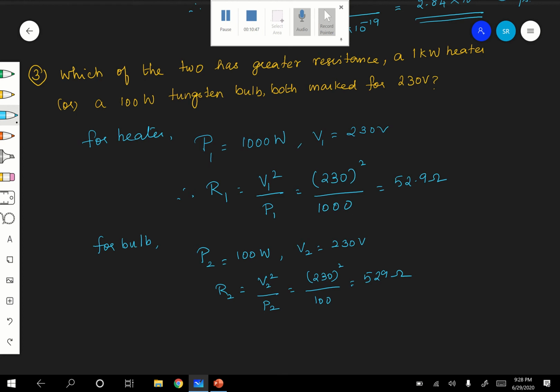Are you following? Therefore, which is more? R2 is more than R1. Therefore, the bulb has more resistance. Is it clear? That is very simple. You have to find out the resistance. P is given, V is given. Just from that, you have to find out the resistance. That's it.